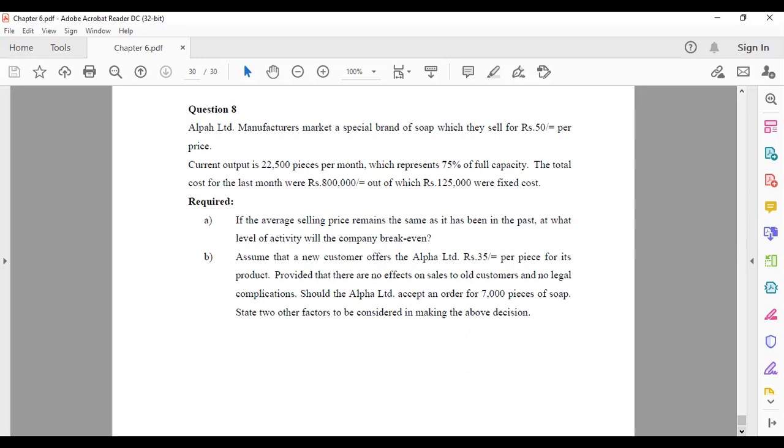Then it asks, assume that a new customer offers the Alpha Limited rupees 35 per piece for its product. So a special order comes.